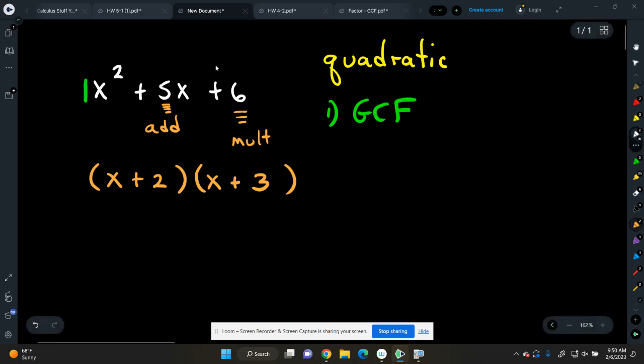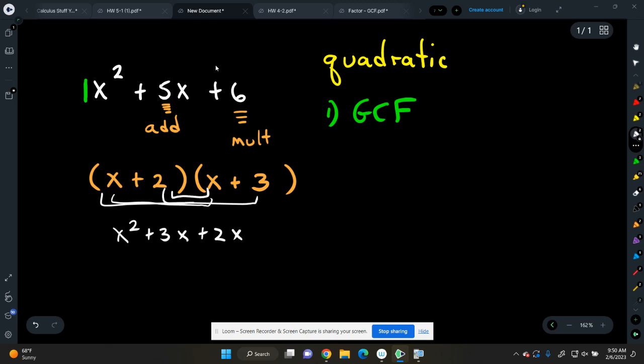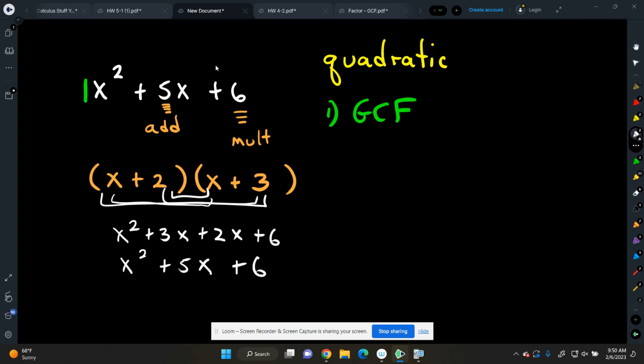I can check it by multiplying it back out. Factoring is the opposite of foiling. If I were to FOIL this back out, I'd get x squared plus 3x plus 2x plus 6, which equals x squared plus 5x plus 6. So we can check our work by foiling it or by distributing it. Okay, let's do another one.